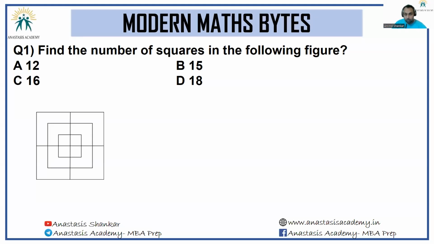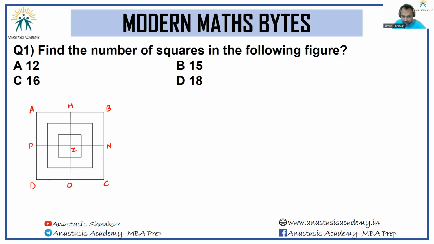Let's look at the solution of modern maths bites. Find the number of squares in the following figure. You have this figure here. I'm naming the vertices A, B, C, D. The center point is Z. And these 4 points, midpoints of the 4 squares on the outside, as M, N, O, and P.